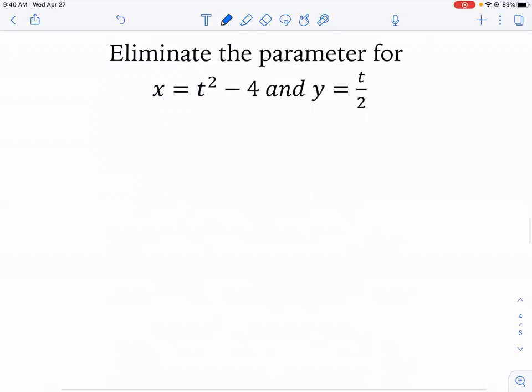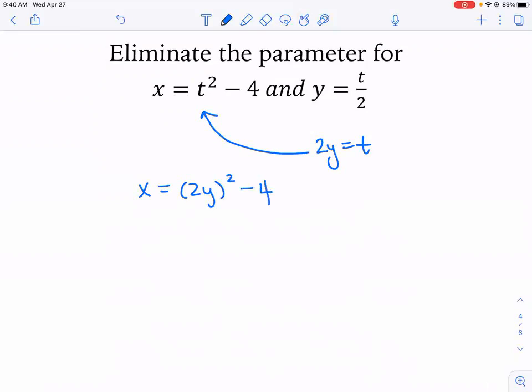So we could say that 2y equals t, right? So then we can come over here, put that in: 2y squared minus 4 equals x. So x equals 4y squared minus 4, right?